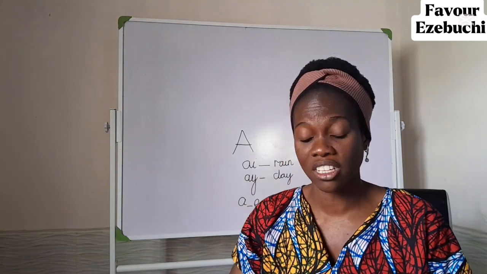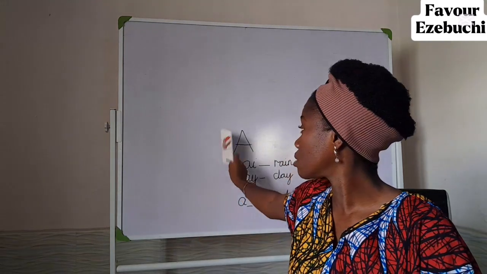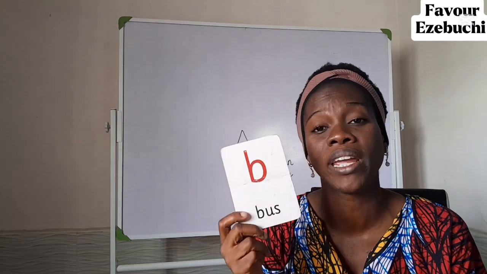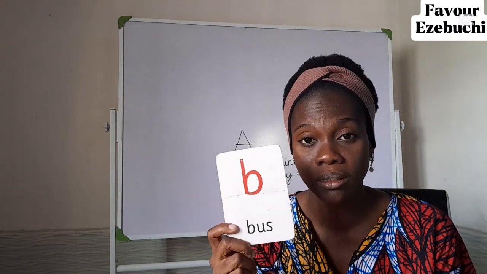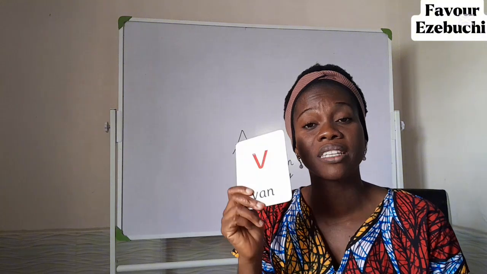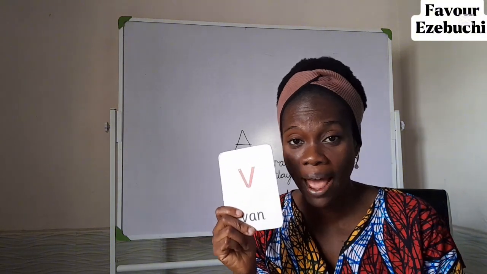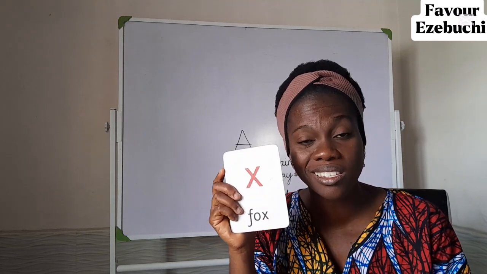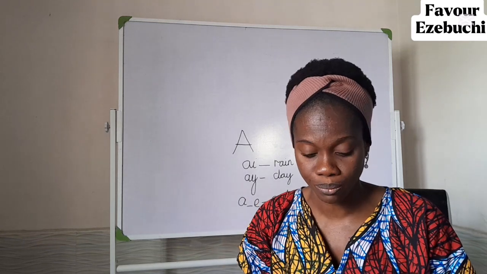So the first stage is teaching them the 26 sounds. So we have the B, right? Instead of knowing this as B, they should know this as its sound. Instead of knowing this as V, they should know it as its sound, right? Good. Instead of knowing this as X, they should know this as its sound. So you need to explain to them the sound.